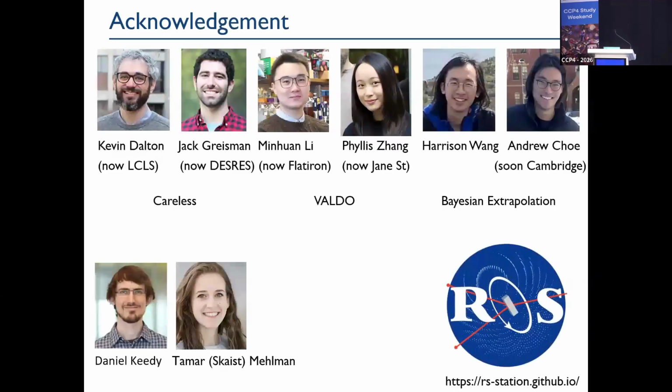First I want to acknowledge the people who did the work. Kevin and Jack did a lot of the work on crystallographic scaling and merging. Minwan and Phyllis did the work on correcting for crystal-to-crystal variation. And Andrew, working with Harrison, has been working on extrapolating to full occupancy. For some of the work on fragment screens, we've been working with Daniel Keedy and Tamar Millman at CUNY. We try to post all of our software on the Reciprocal Space Station. And yes, Kevin and Jack wrote a fancy diffraction predictor just to make the logo image.